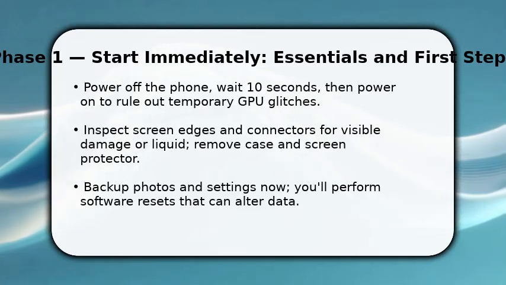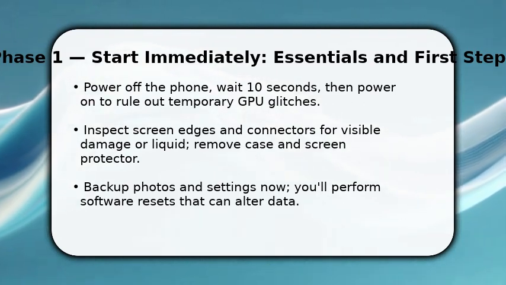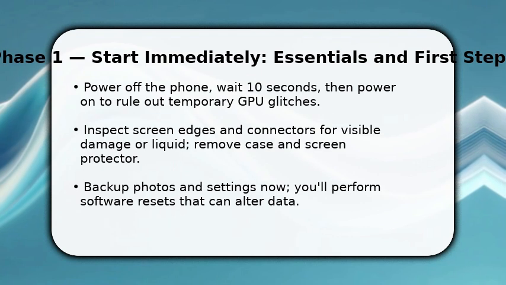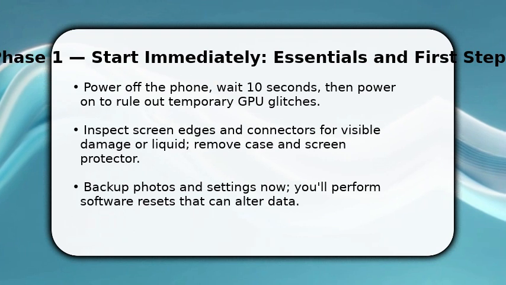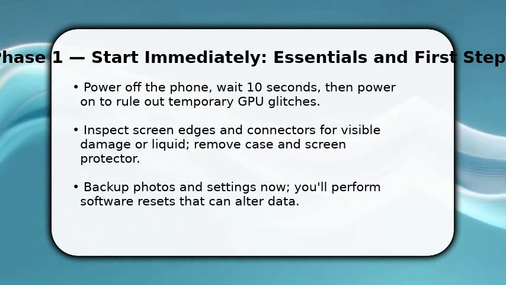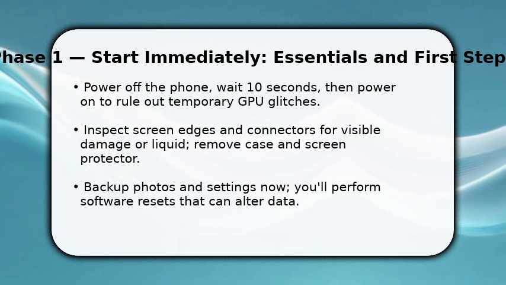You start by cutting through the obvious delays. Power the phone off, wait 10 seconds, then power it on to see if the green line disappears. This rules out temporary GPU or rendering hiccups. While it reboots, remove any case and screen protector, and visually inspect the bezel and connector area for damage or liquid. This explains many green lines.